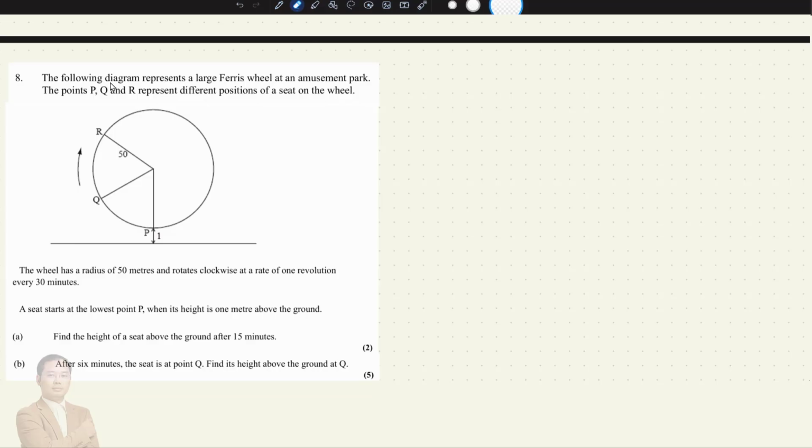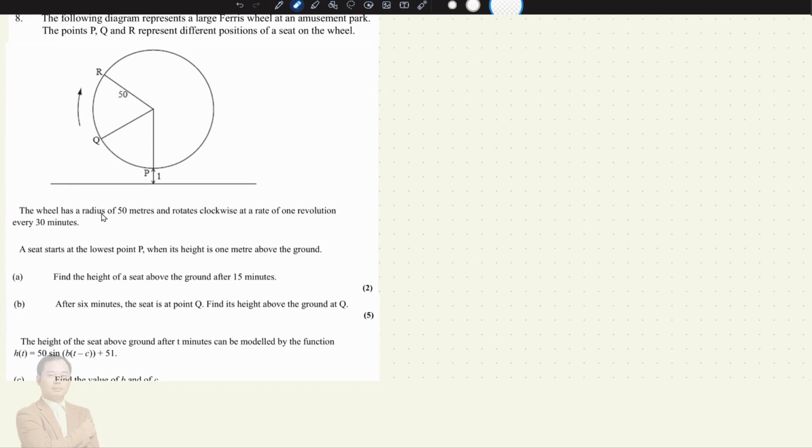The following diagram represents a large Ferris wheel at an amusement park. The points P, Q, and R represent different positions of a seat on the wheel. The wheel has a radius of 50 meters and rotates clockwise at the rate of 1 revolution every 30 minutes. So we're given this very important information.